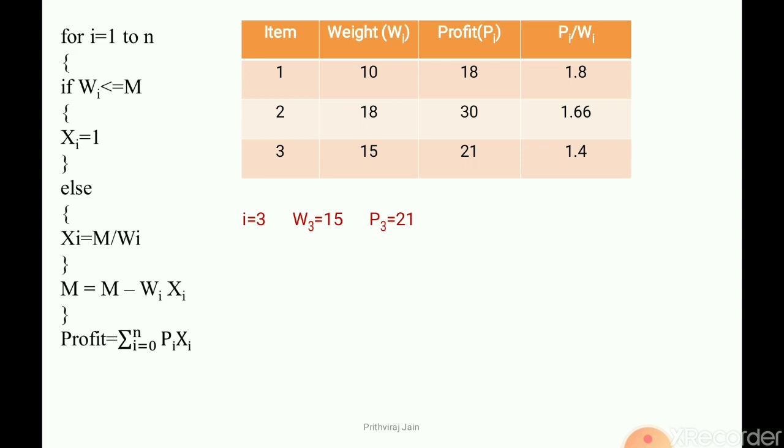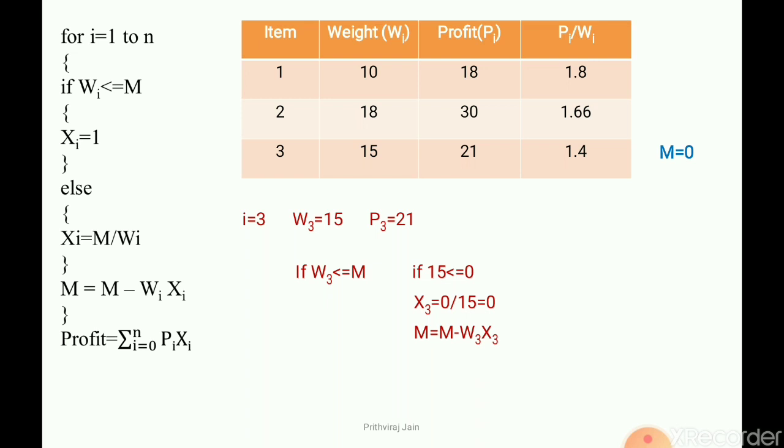I is equal to 3, W3 is equal to 15, P3 is equal to 21. Now the capacity of the knapsack is m is equal to 0. First we'll check the condition. W3 is less than or equal to m, that is 15 less than or equal to 0. The condition is false. We'll go to the else part, and in the else part we have x3 is equal to 0 divided by 15, and the value of x3 becomes equal to 0.